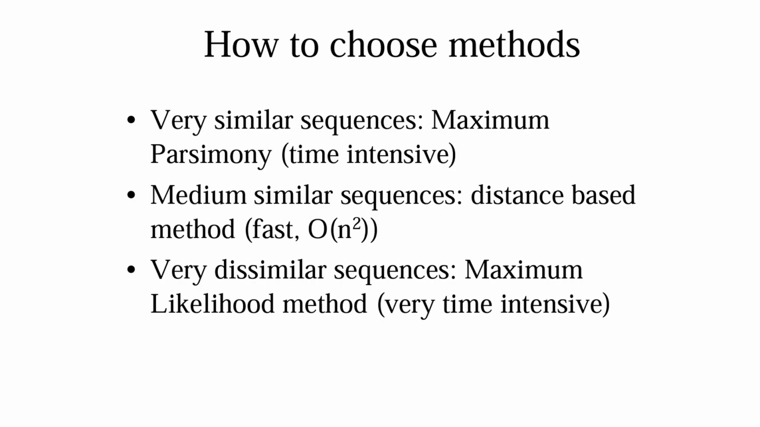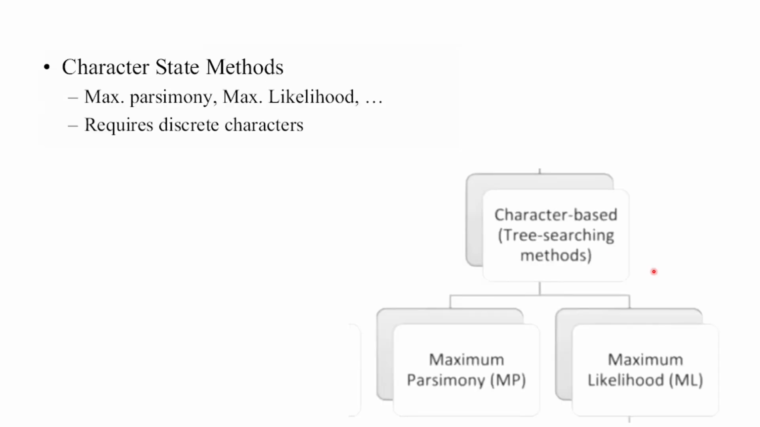So with all these methods in hand, now how do we choose an appropriate or relevant method to construct trees? For sequences with very high similarity, maximum parsimony is the best, and for very dissimilar sequences, maximum likelihood is the best, and for moderate levels of similarity, distance-based methods are the fastest and the best. So let's first look into the details of these methods.